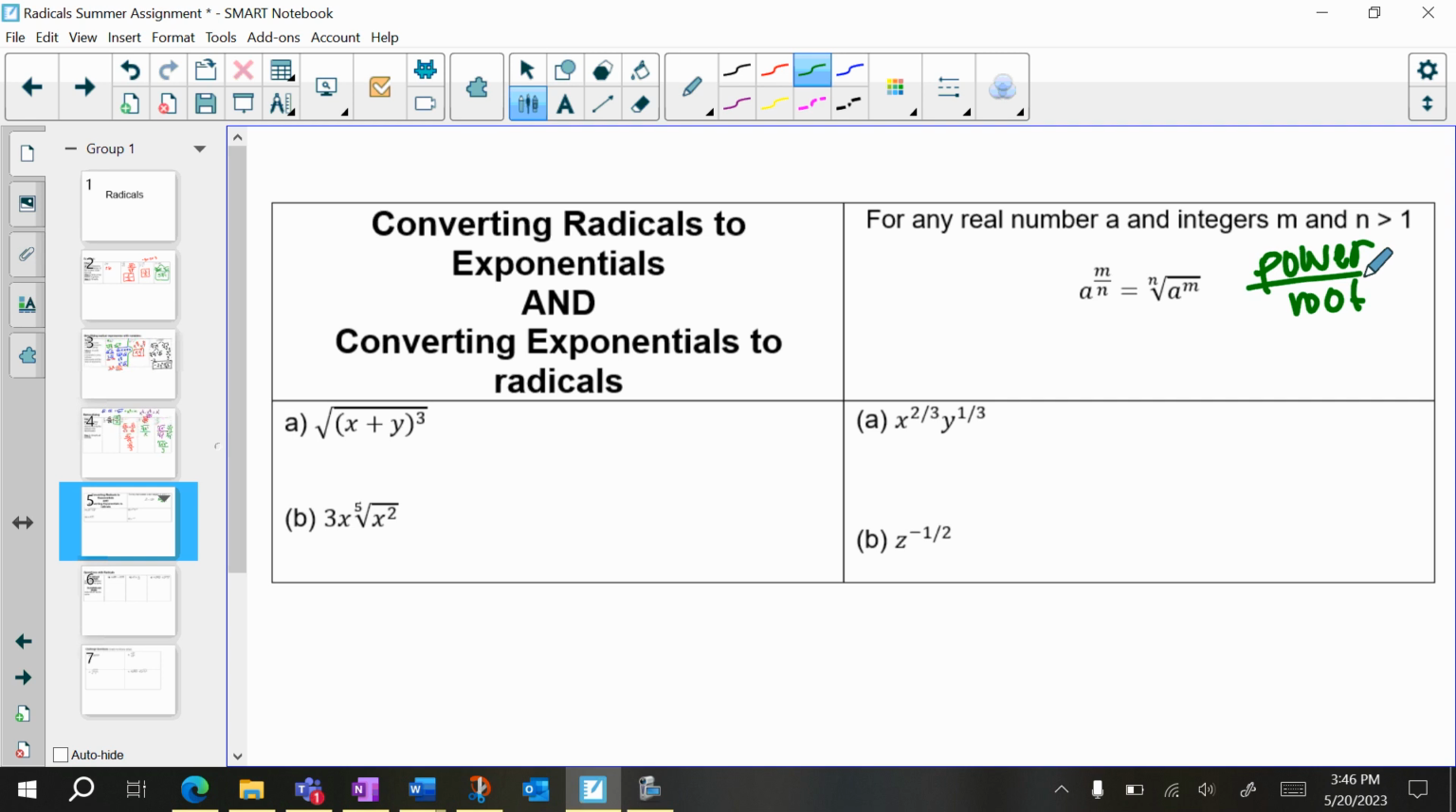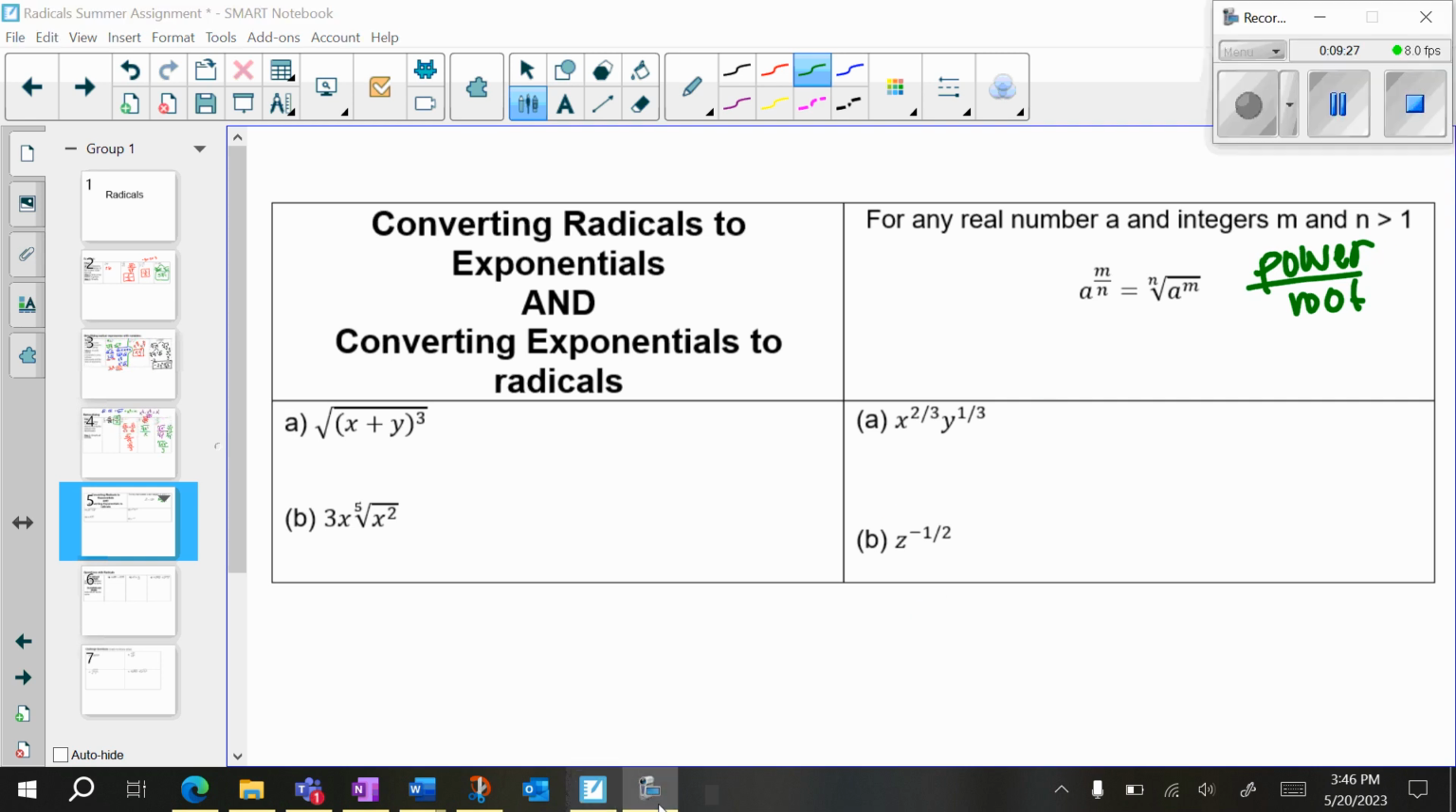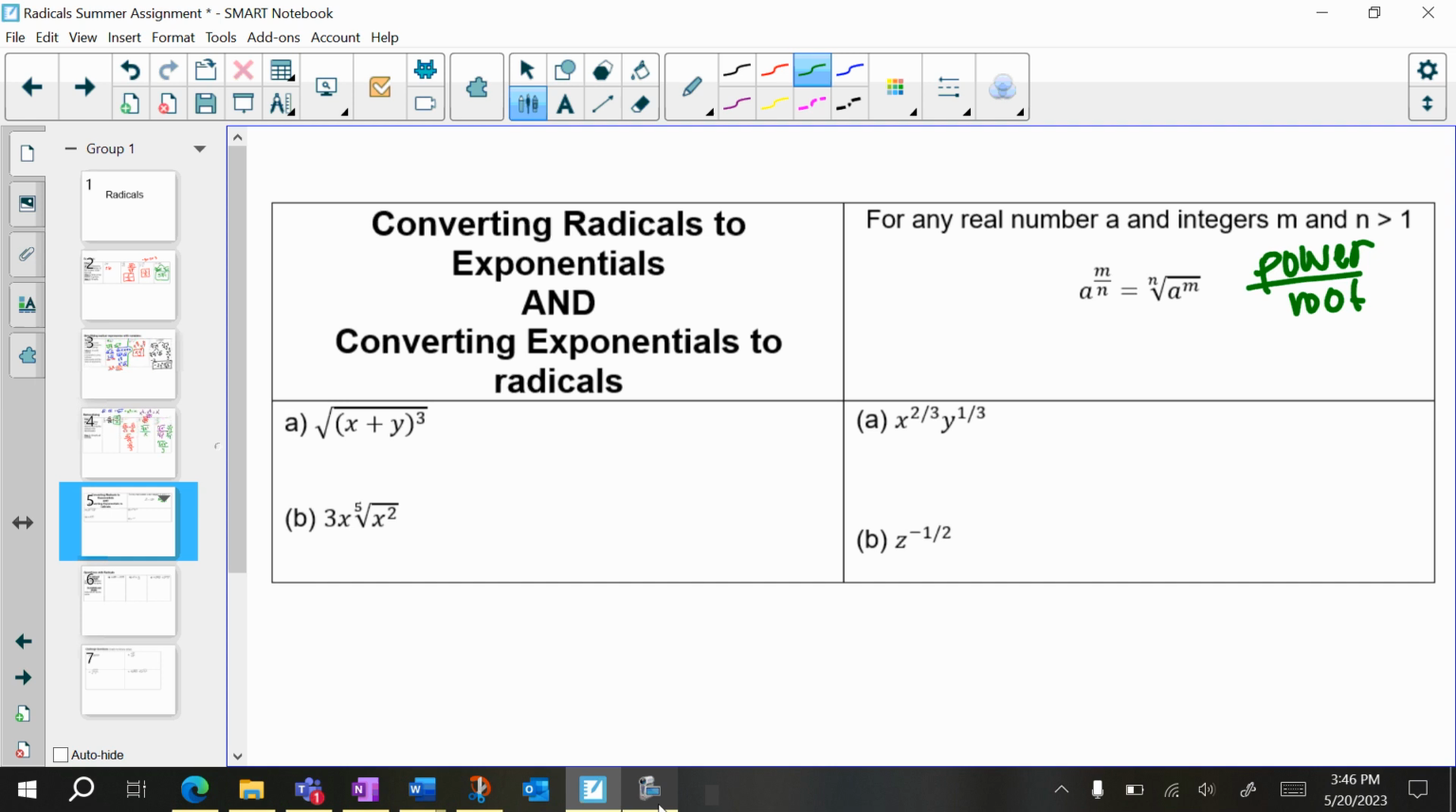So let's look at our first example. We have radical x plus y cubed. Remember that if we don't see an index, there's a 2 there. So what we really have here is x plus y to the 3/2.